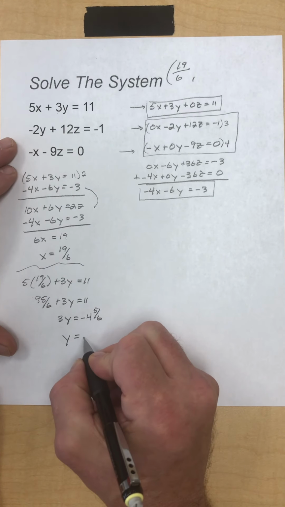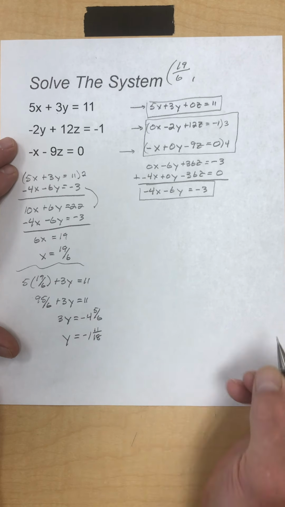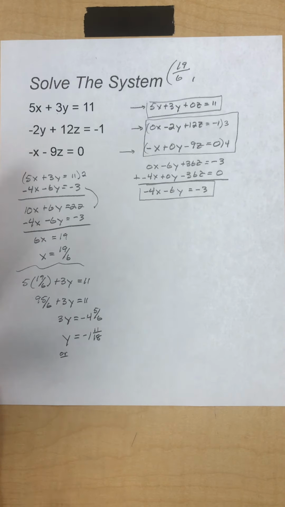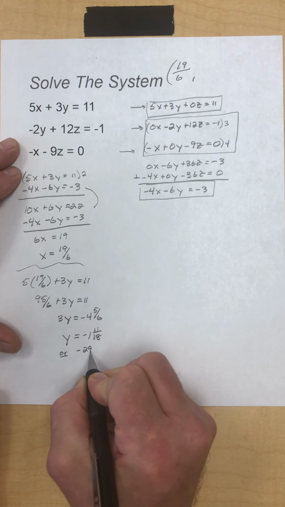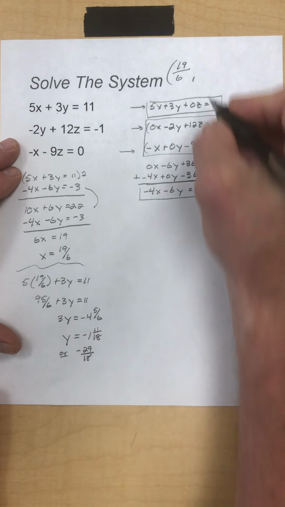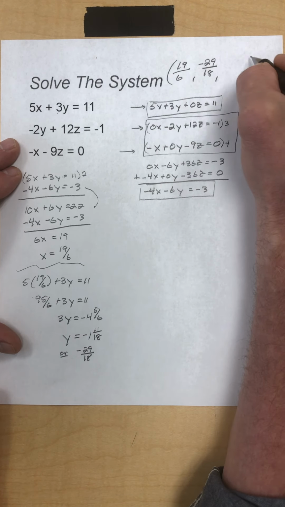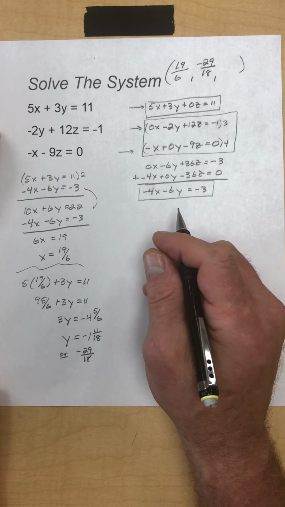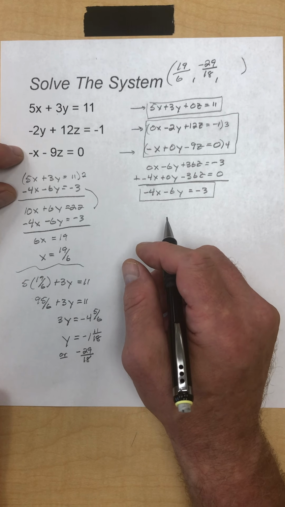And so I get a negative 1 and 11/18. So I could use that as my y coordinate, or I could change it to an improper fraction. It doesn't make any difference. I'm going to go improper fraction. So I get a negative 29/18. So I have my x and y. Now I have to find z. So I've got to go to either this equation here or this equation here to find z.